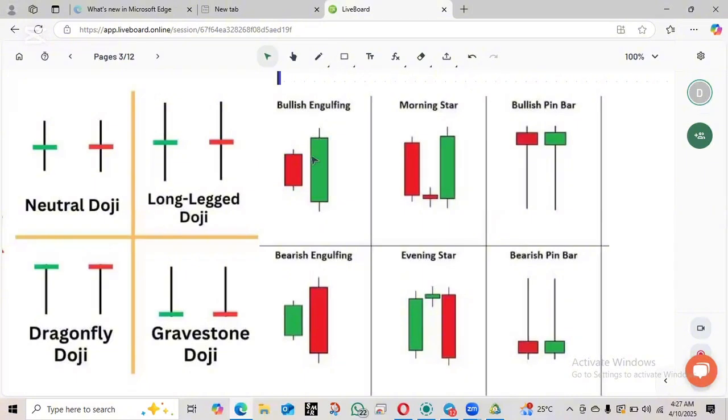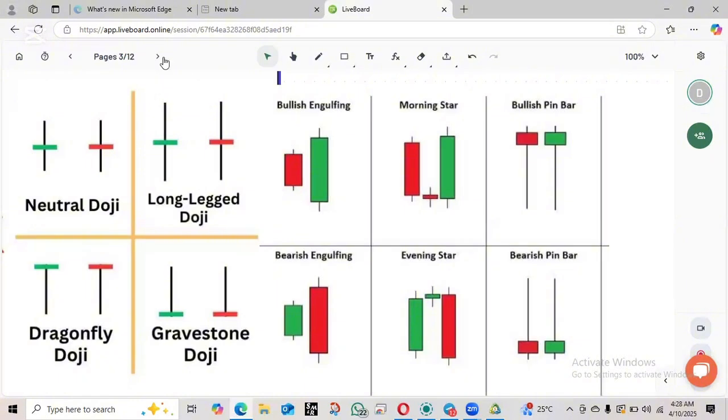Now here we have the bullish engulfing candlestick. We have the bearish engulfing. We have the morning star. We have the evening star. We have the bullish pin bar. We have the bearish pin bar. Okay. Now this is a bullish candle. This is a bullish setup. These ones are bearish. These ones are bullish.